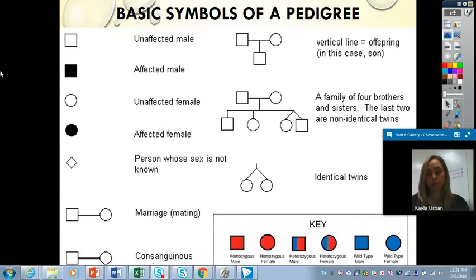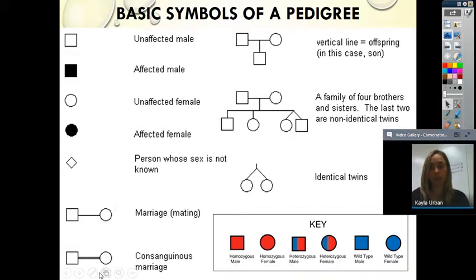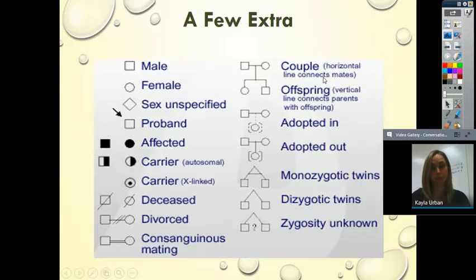A line between symbols shows marriage or mating. They had kids together. And this vertical line coming down from a marriage line is showing offspring. So this would be a mother and a father that had a son. And if you have more brothers and sisters, then you just make another horizontal line off the vertical line and attach all the kids coming down from that. And if they come down off at the same point, then they're twins. We won't have any examples of twins in our pedigrees.